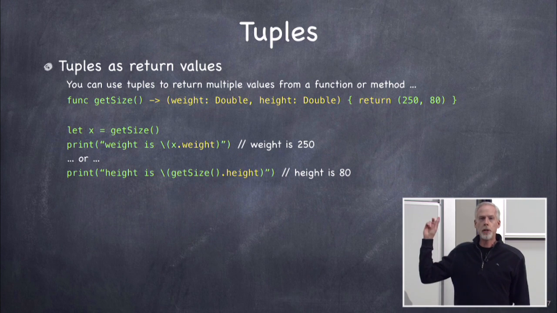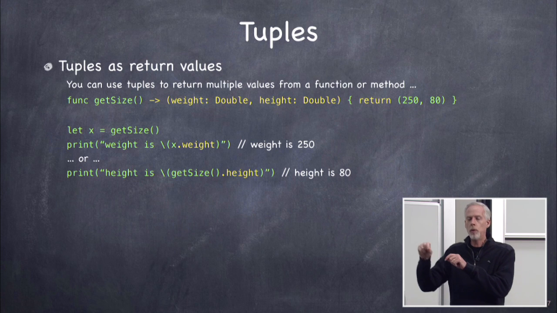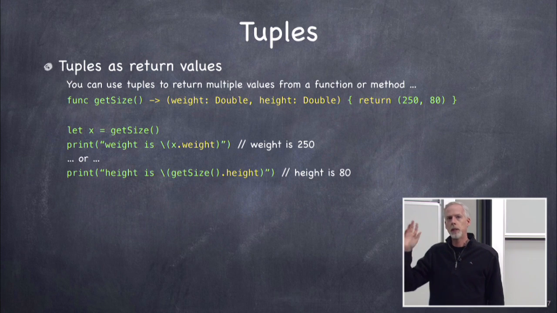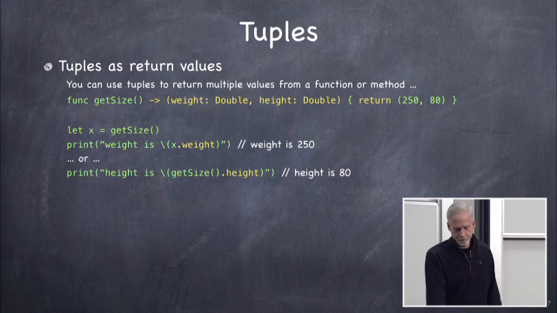Notice that when I returned it, by the way, in my code there in getSize, I didn't have to give the names. I could, if I wanted to. I could have said return weight colon 150, height colon, but I decided I'm just going to return the values.